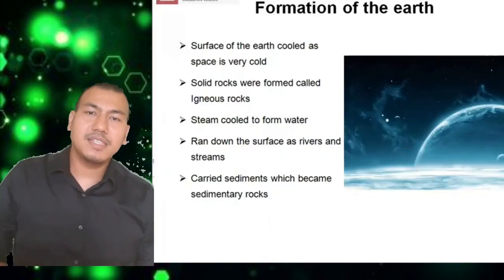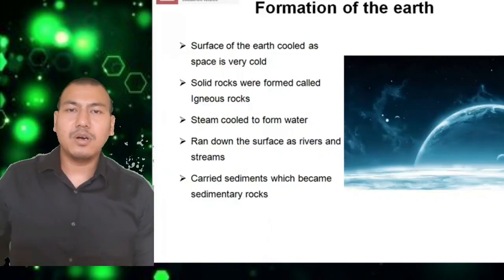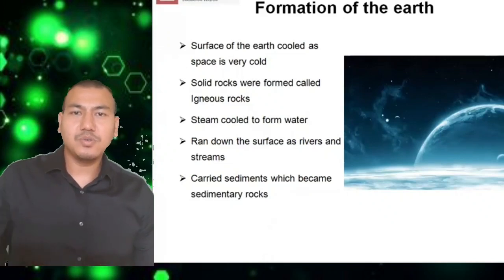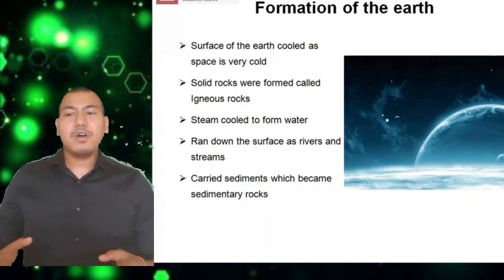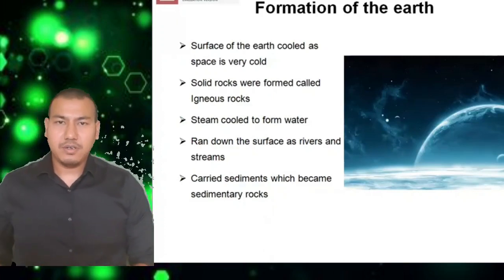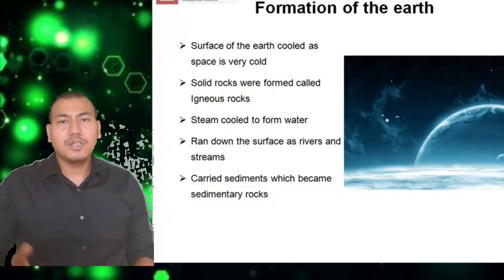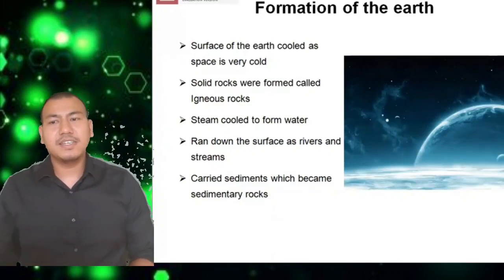If we go up in the sky, when we go up in space, then we feel cold. It is very cold, and similarly the earth also started to cool down. Solid rocks were formed, called igneous rock. And then after, the rocks were also formed, and the first stage of the rock is known as igneous rock.